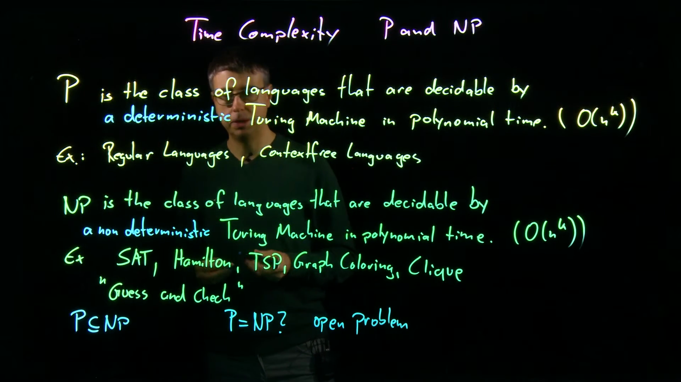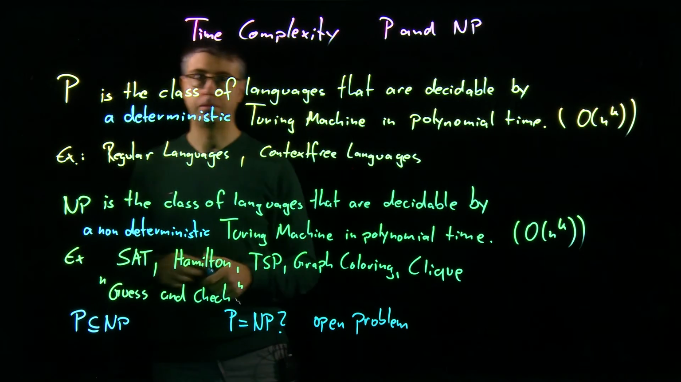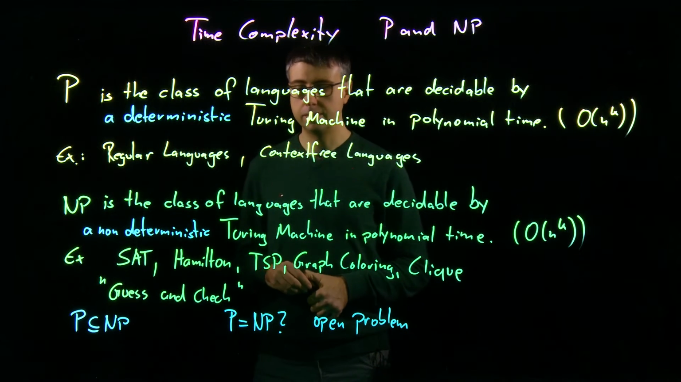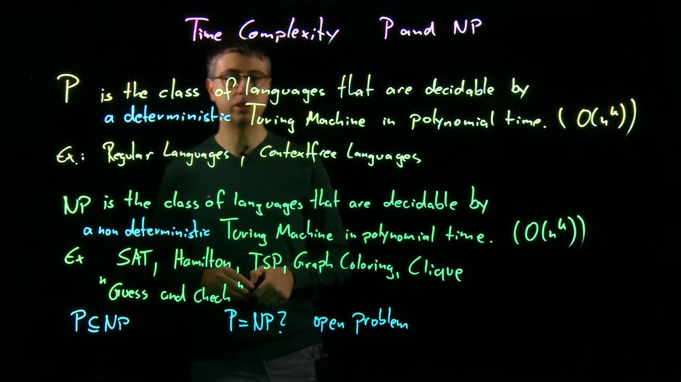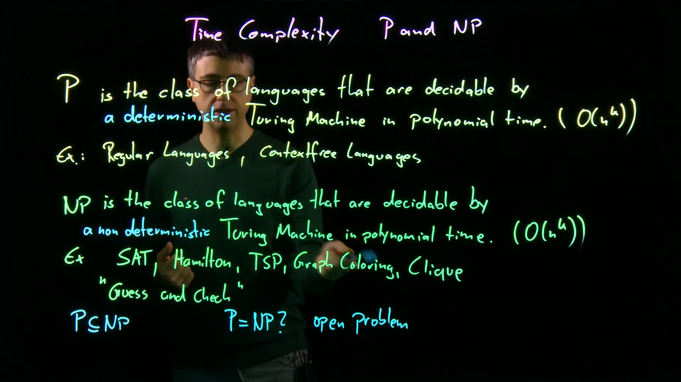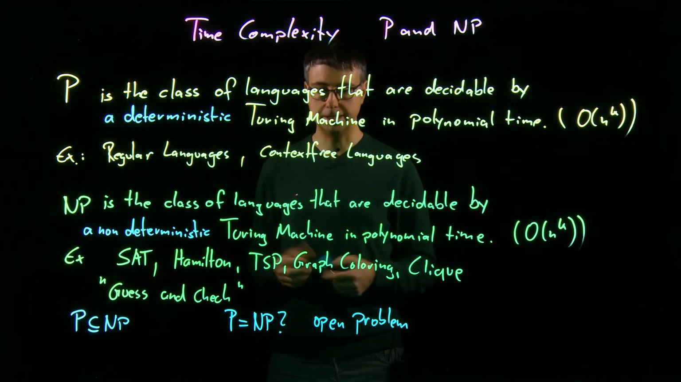If P equals NP, this would mean that we might get efficient algorithms for all these relevant problems. If P is not equal to NP, then there might be no really efficient algorithms for these problems, and we might have to make do with heuristics.